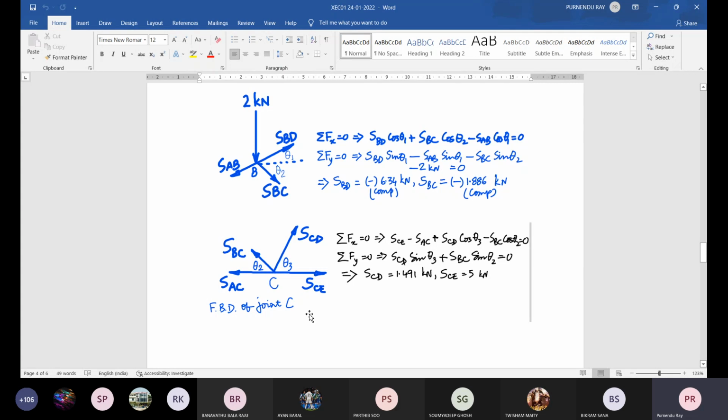So S_CE is directly towards the x-axis, S_AC directly opposite to the x-axis, minus S_AC. For CD, it is S_CD cosine theta 3 minus S_BC cosine theta 2, that is equal to 0. And for the vertical direction, S_CE and S_AC cannot contribute there. Only S_CD sine theta 3 and S_BC sine theta 2, that is equal to 0.